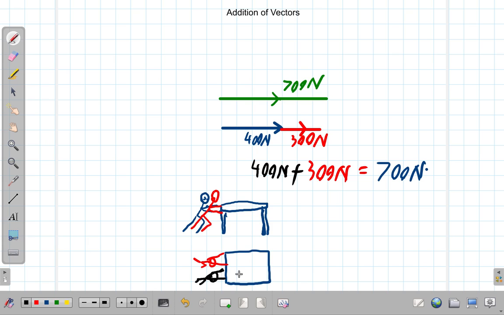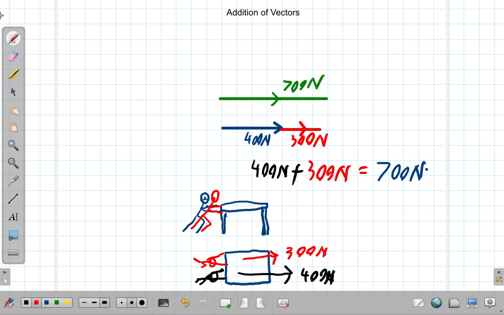And what they would see is your 400 newtons and also your friend's 300 newtons, like that. So you add these forces. I'm representing these forces using vectors. You add these forces like that. So you have a total of 700 newtons pushing the table in that direction. All right?